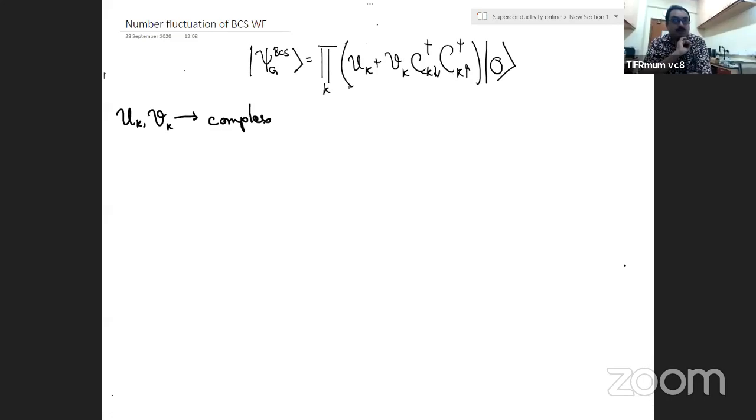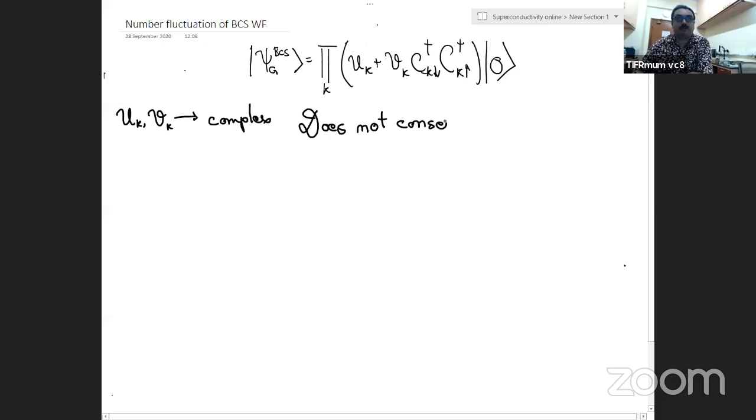Okay, so we also know that it does not conserve number. So this does not conserve number, which means that if it has to be a good wave function, the expectation value of the number has to be very sharply peaked around its mean value. So let us try to calculate the expectation value of the number. You know that the number operator is given by this.